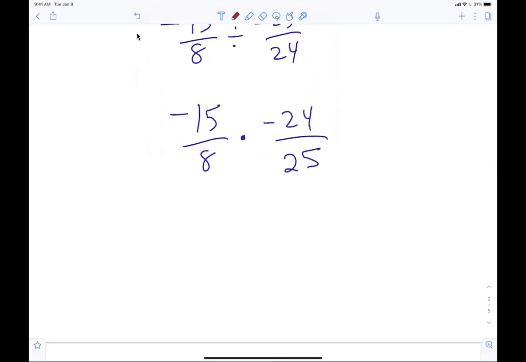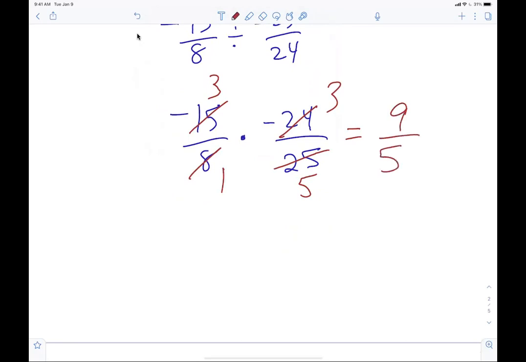You reduce the 24 to a 3 and the 8 to a 1. And you reduce the 25 to a 5 and 15 to 3. And then you get 9/5. Yay, I'm totally happy with that.